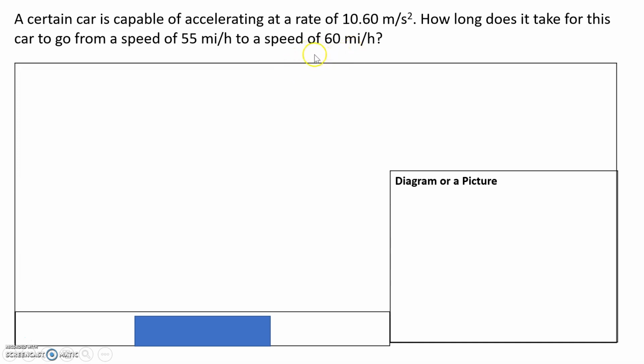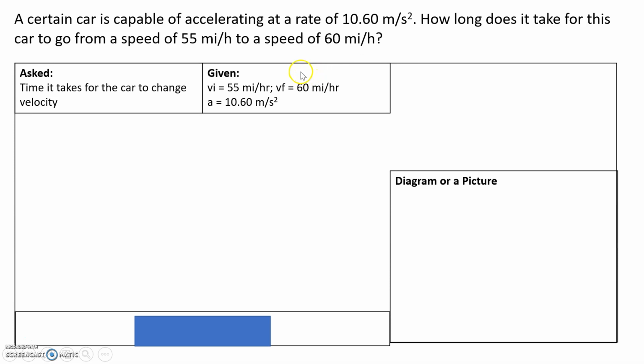So the first thing we're going to write down is what we have been asked to find. And in this case, we have been asked to find the amount of time it takes for the car to change its speed from 55 miles per hour to 60 miles per hour.